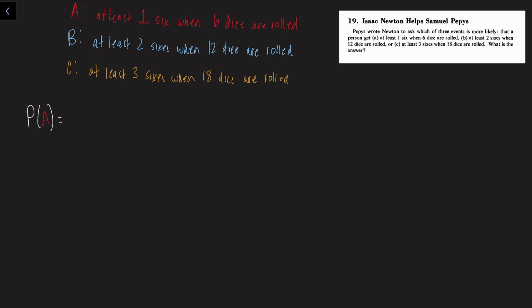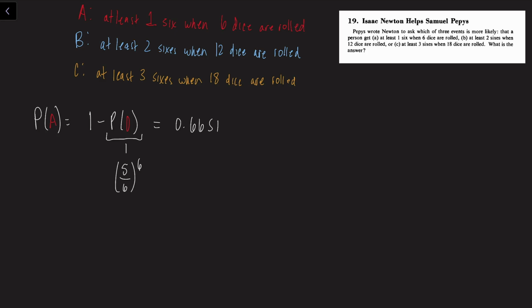And for all three of these cases, we can think of the number of 6s we get like a binomial random variable. So to calculate the probability that we get 0 6s, it's just (5/6)^6, because if every die has a 5/6 probability of not being a 6, and we want 6 of those. So when we compute this, we get about 0.6651.